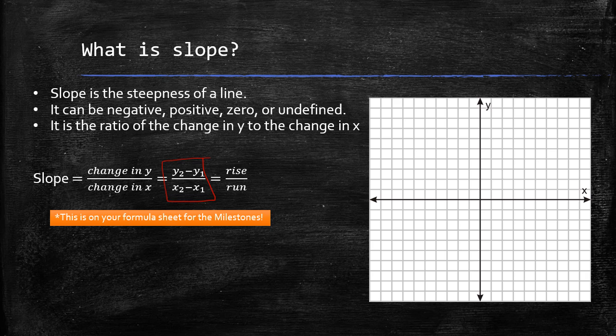y2 minus y1, that's the change in y over the change in x's, and that would be x2 minus x1. Another way to write it is rise over run. When we do it graphically, I often refer to rise over run. So this is on your formula sheet for the milestone. This is not a formula you'll have to memorize, but it's one that you might memorize because we use it a lot in algebra.